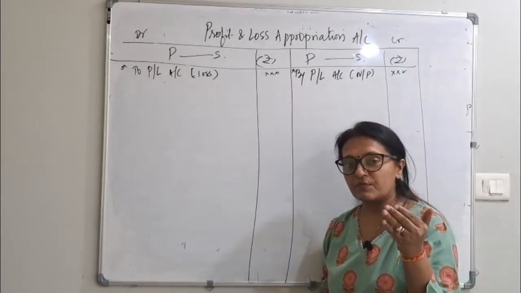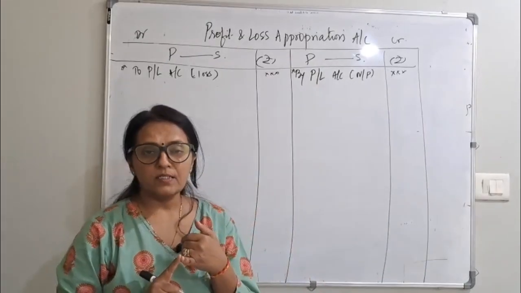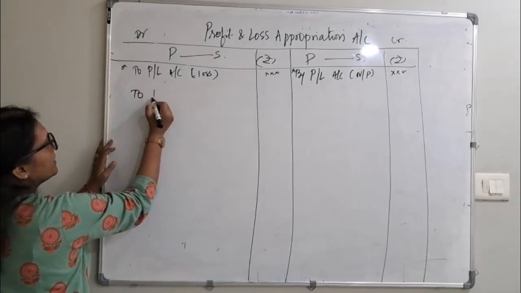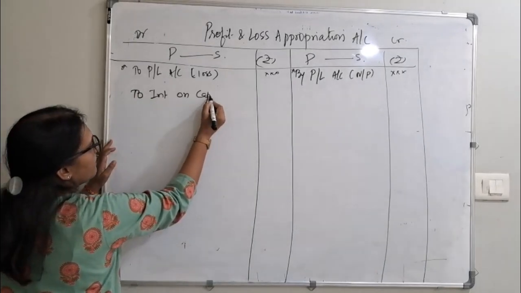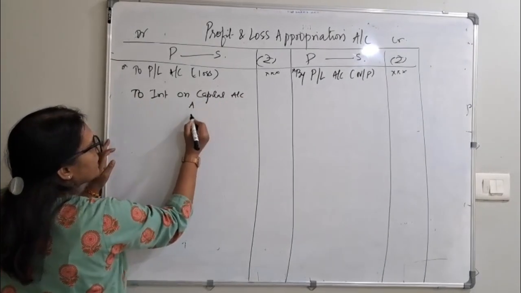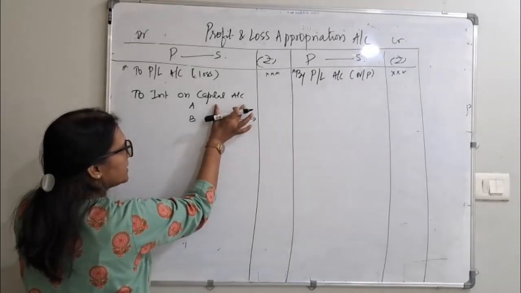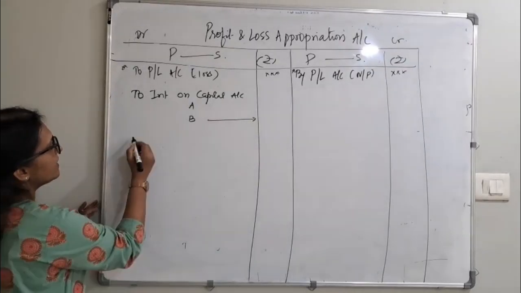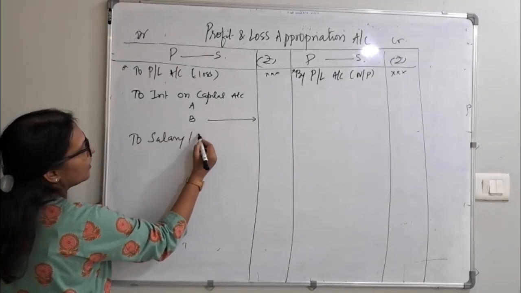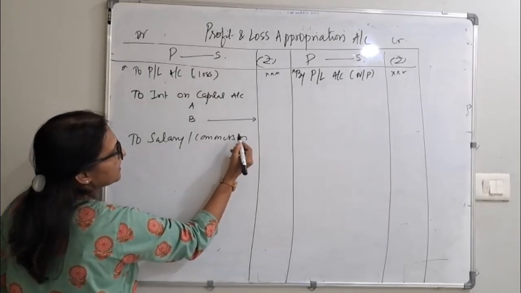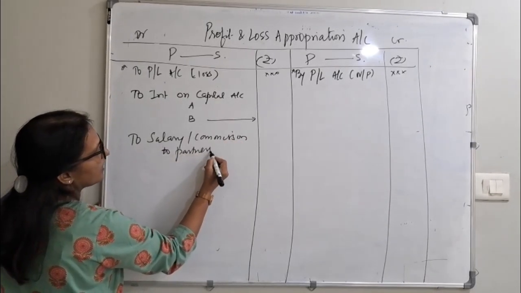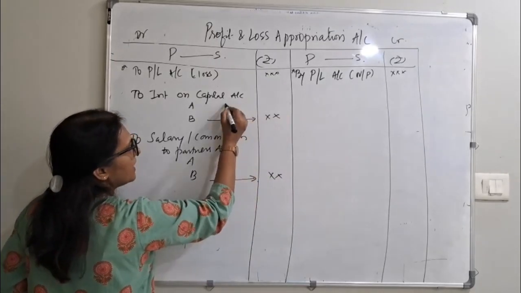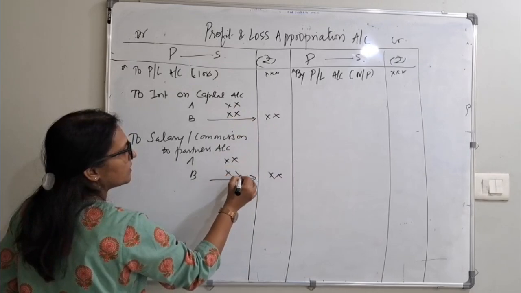Next one is when we have transferred the interest on capital. Interest on capital to partners capital account. Then profit and loss appropriation to interest on capital account. If there are two partners, A and B, it will be written in the inner column and the total amount will be in the outer column. Now, if there is any salary or commission to partners, again over here A and B, whoever is getting salary, commission, the amount will be written in inner column, the total amount in the outer column.